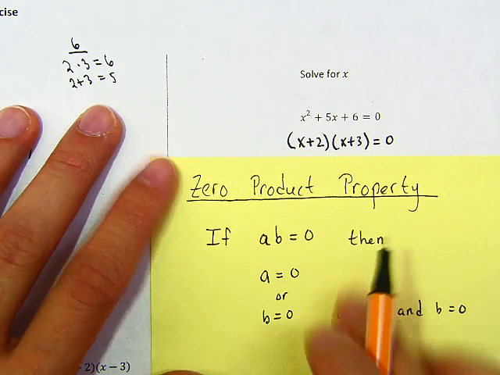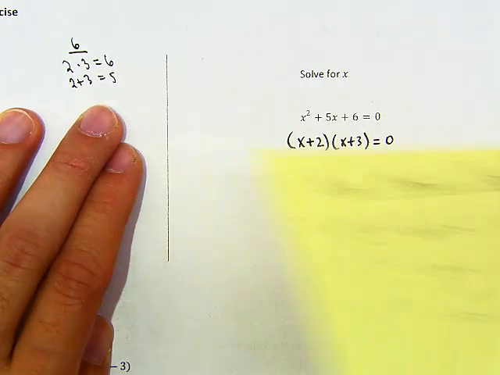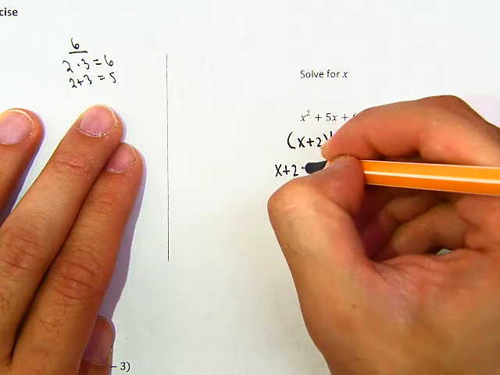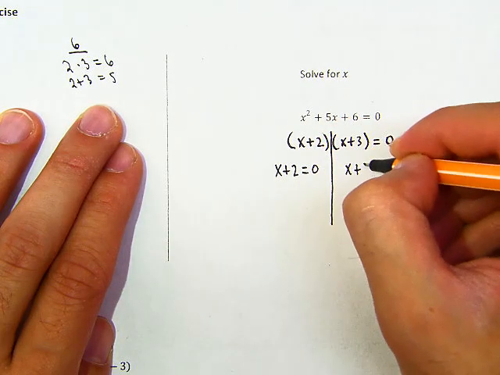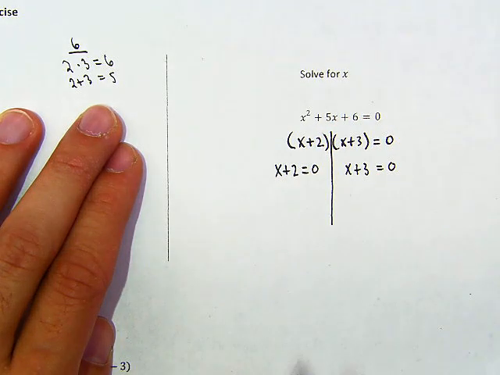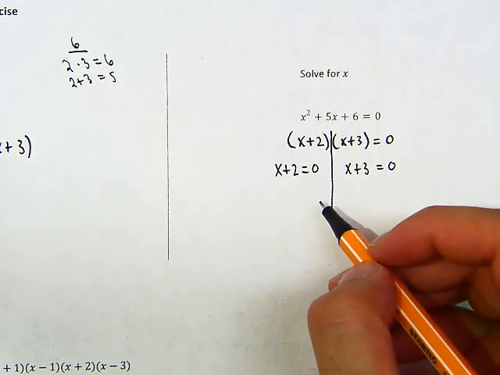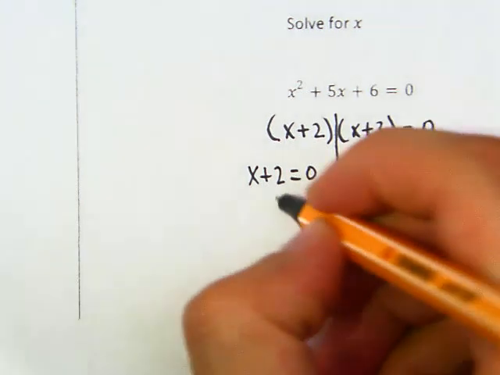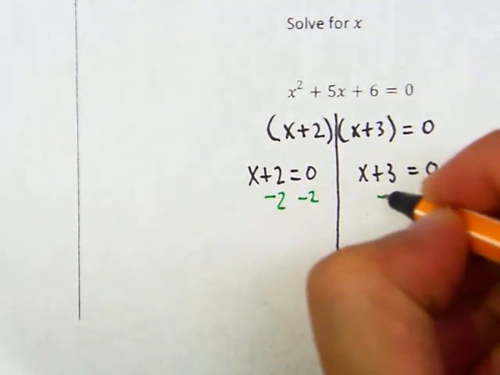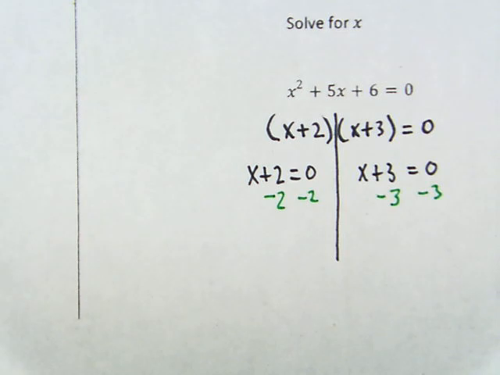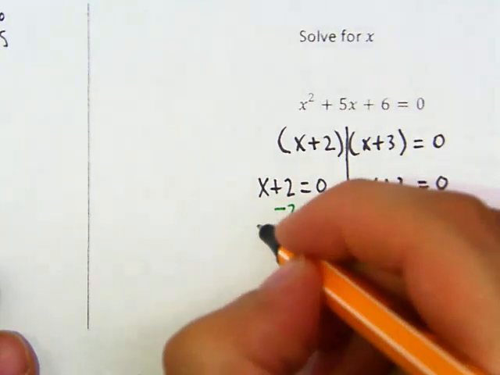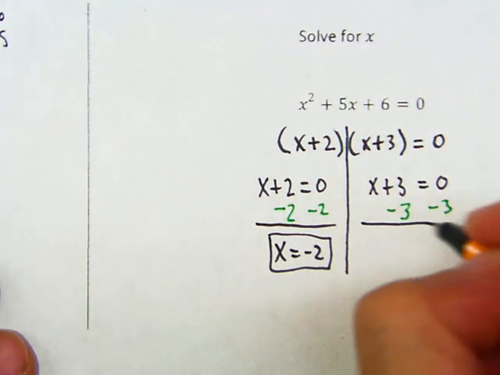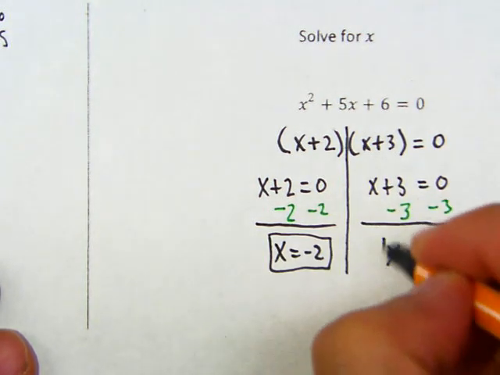So the trick you're allowed to use over here is you're allowed to take this x + 2 and say x + 2 = 0, and x + 3 = 0. And then how do I solve for x? All I need to do is subtract 2 from both sides, and subtract 3 from both sides. And over here, now I have x = -2 and x = -3, okay?